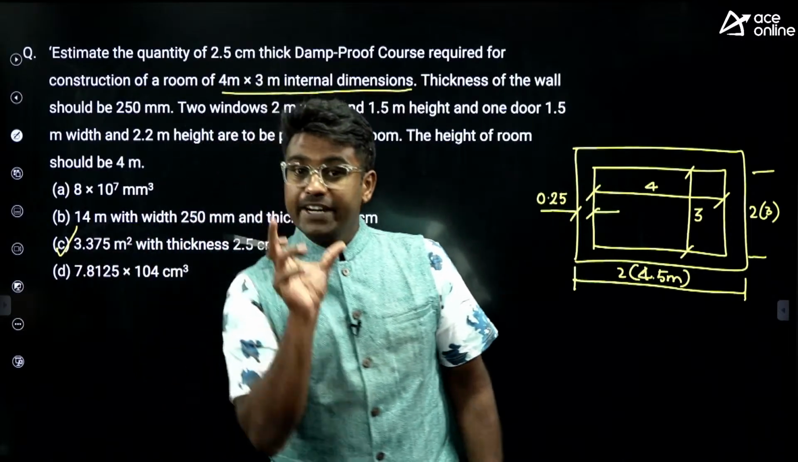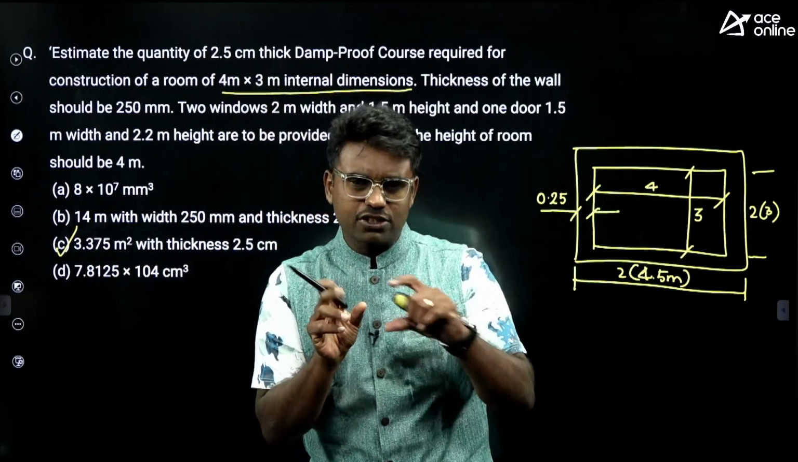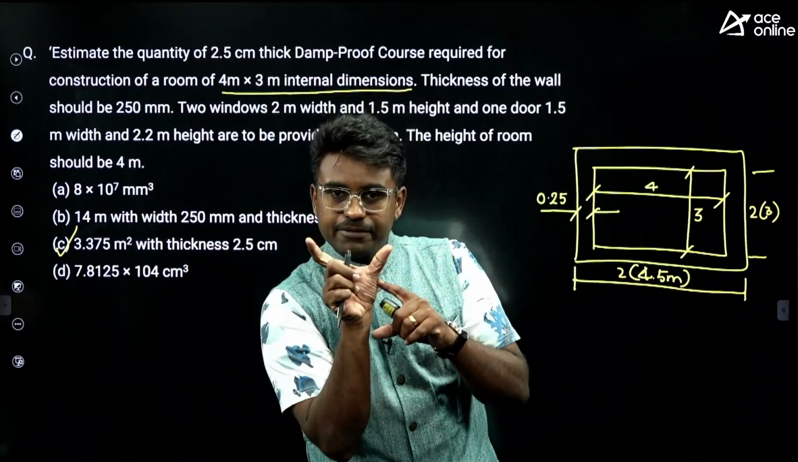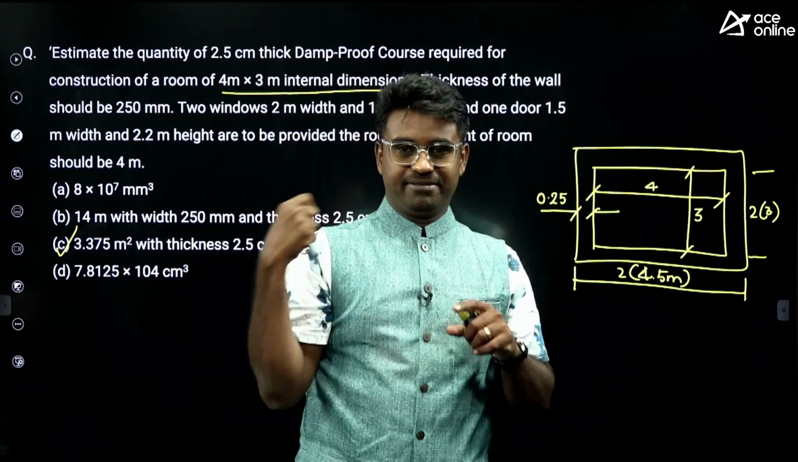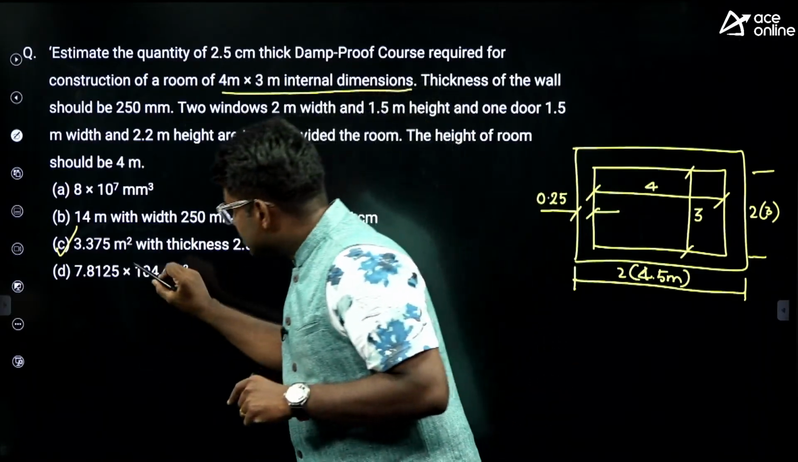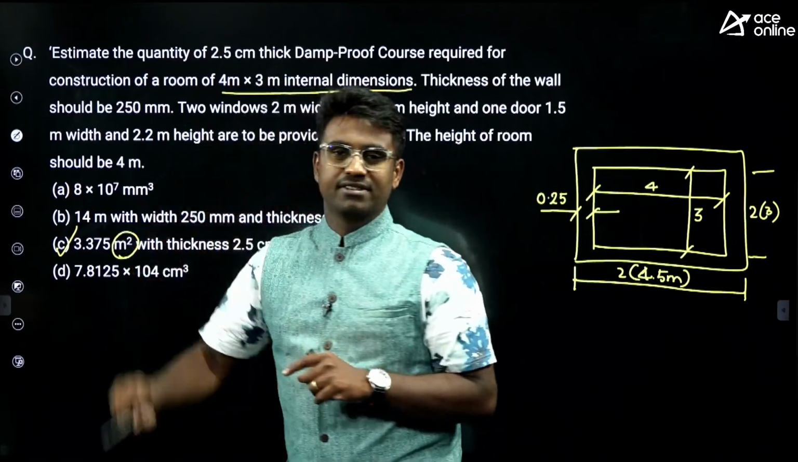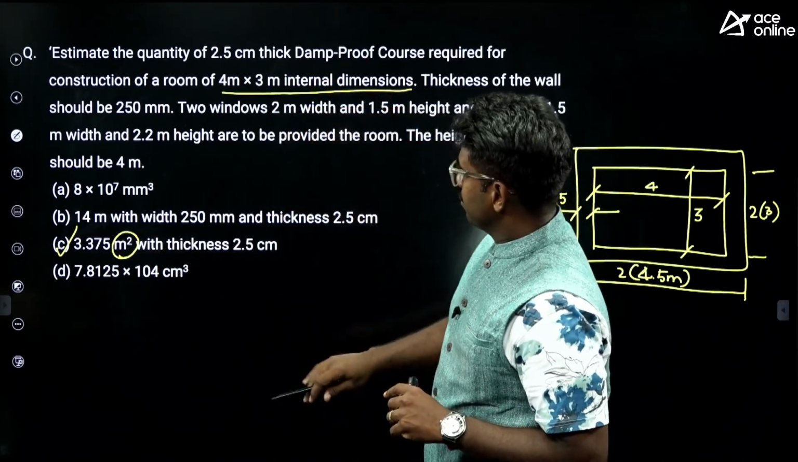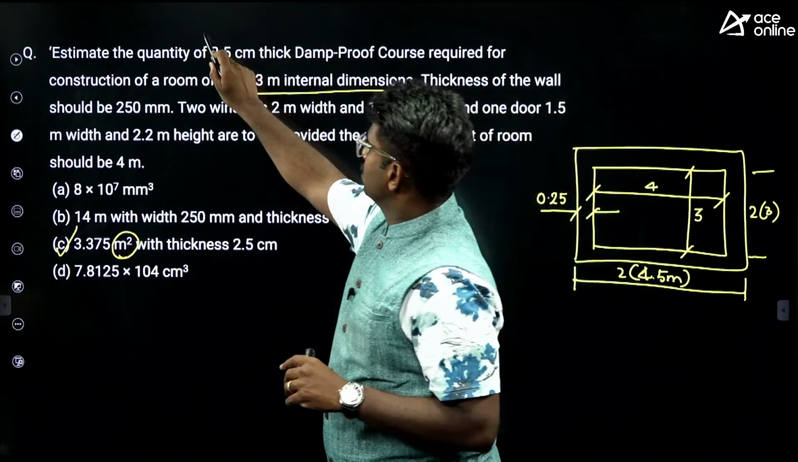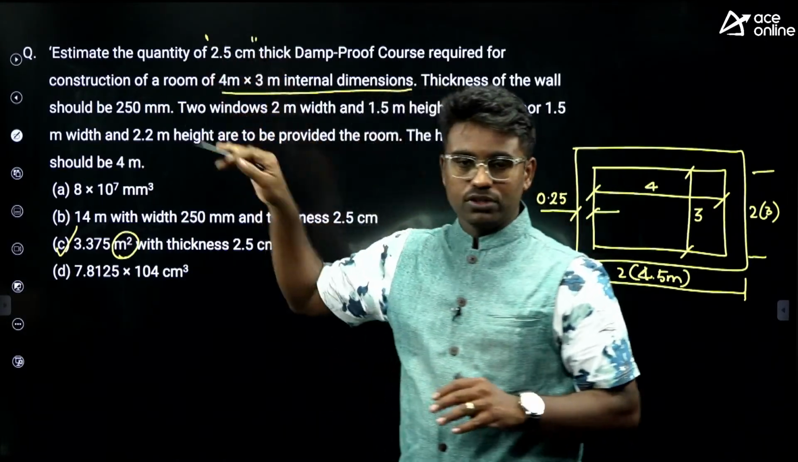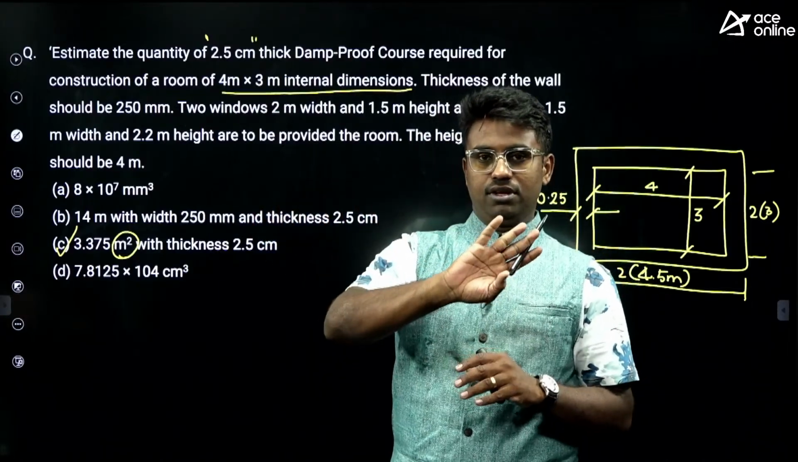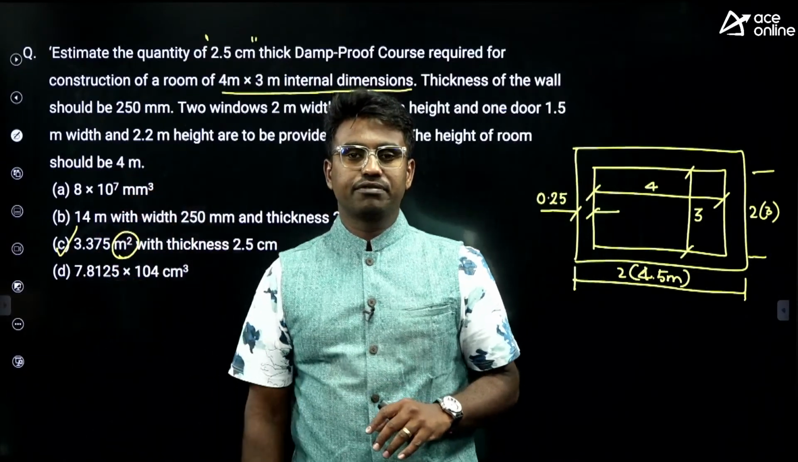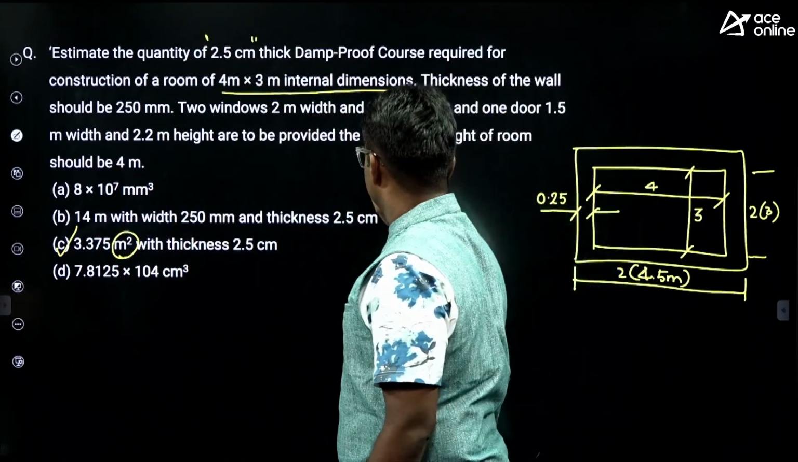DPC width, okay, height is constant throughout the wall, throughout the surrounding. Only the width and the length. That's why square meters. Of 2.5 centimeter thick, already given. The thickness is already given over here, so it is kept constant all throughout. And the length multiplied by the width is nothing but 3.375 meters square. That is the answer.